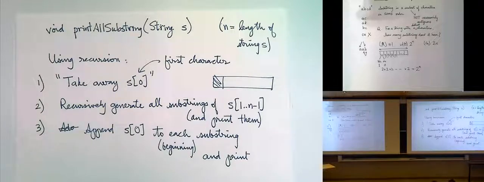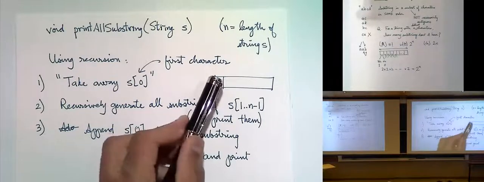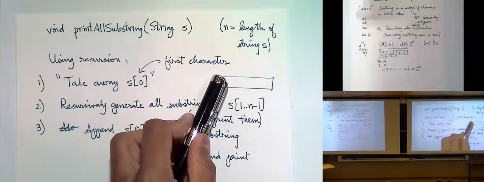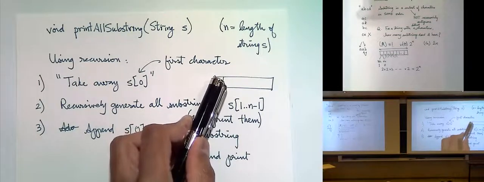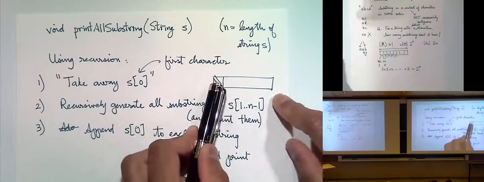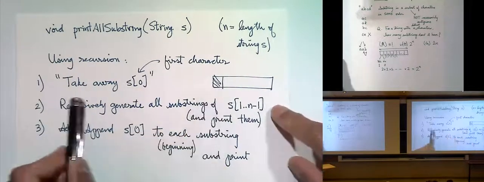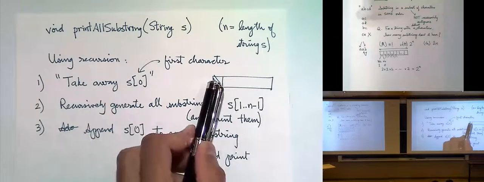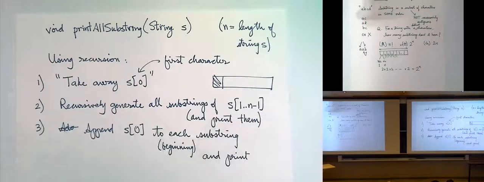It is. Yes. The original string is a substring of itself. The empty string is a substring as well. Does this logic make sense? So you first imagine that you remove this character, recursively generate all the substrings of what's left. Then for every substring that you got by looking at S from 1 to n minus 1, you append S0 to the beginning of it.